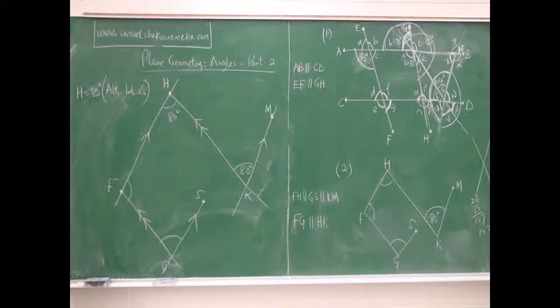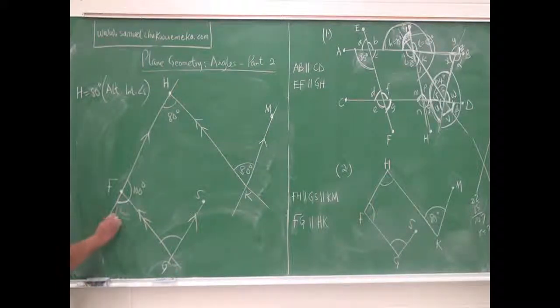Okay? And then H is equal to this angle here. This angle here is equal to 80 degrees, because this is corresponding to this. Okay? So because of that, here will be what? 180 minus 80, 100 degrees. Angles on a straight line.